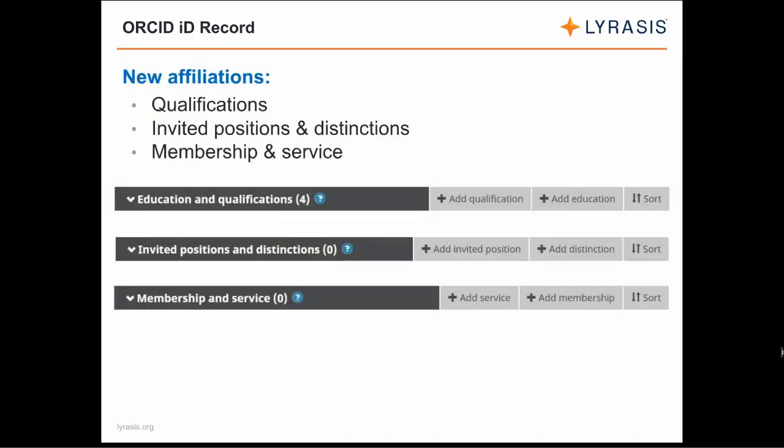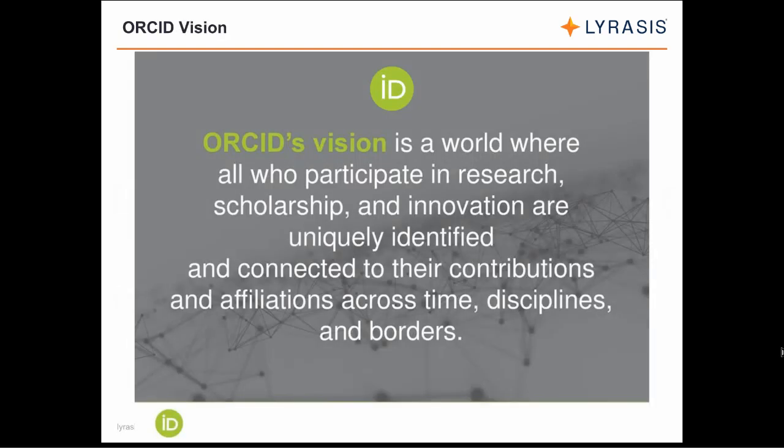I wanted to also point out that ORCID has recently launched support for additional types of affiliations, including qualifications in addition to education, invited positions and distinctions, and memberships and service. So now ORCID records can potentially contain even more data about researchers' scholarly activities. ORCID is an open, nonprofit global initiative where the vision is to create a world where all who participate in research, scholarship, and innovation are uniquely identified and connected to their contributions and affiliations across time, discipline, and borders.